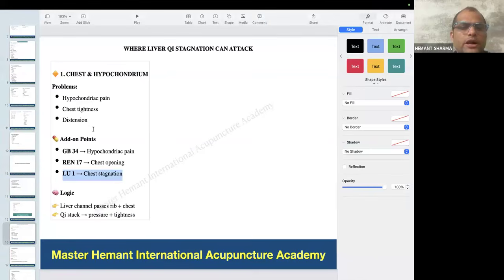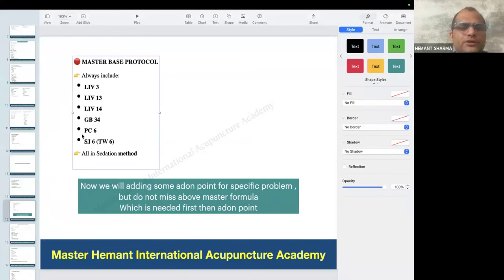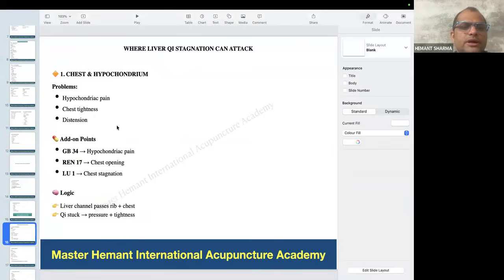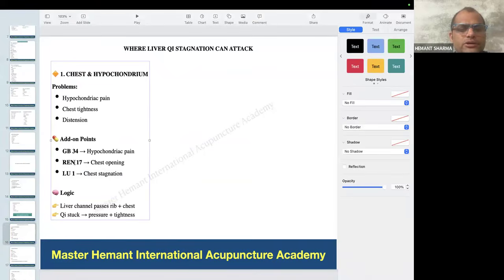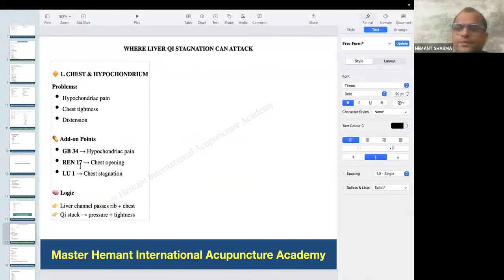तो देखो फॉर्मूला, if the chi is getting stuck in the chest, then we are opening the chest by CB17, and lung 1 is the alarm point of the lung which is available in the chest. लेकिन पहले तो मास्टर फॉर्मूला आएगा. First there will be the master formula, then we will be adding these 2 more points.